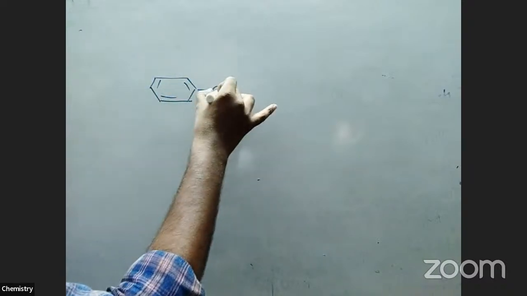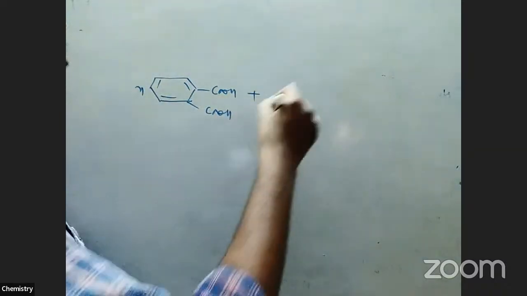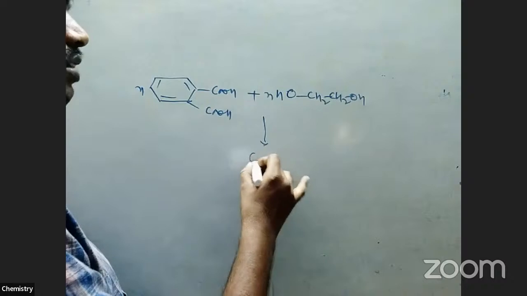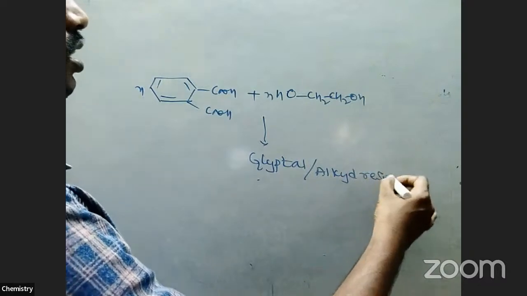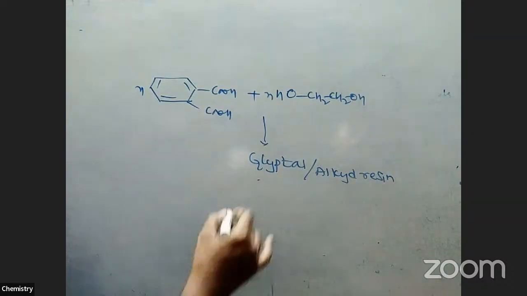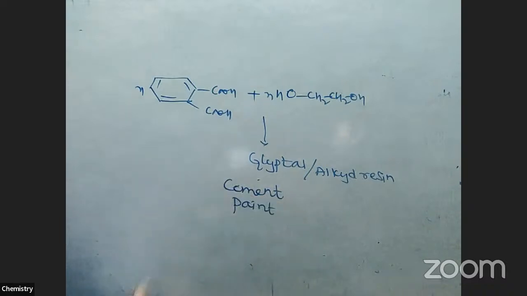Next, phthalic acid, n number of molecules involved in polymerization with ethylene glycol, n number. What do we get? Glyptal, or it is also called alkyd resin. That polymer is formed. What is the use of glyptal or alkyd resin? It is used in the cement industry and also the paint industry. That is not an important use of glyptal or alkyd resin.